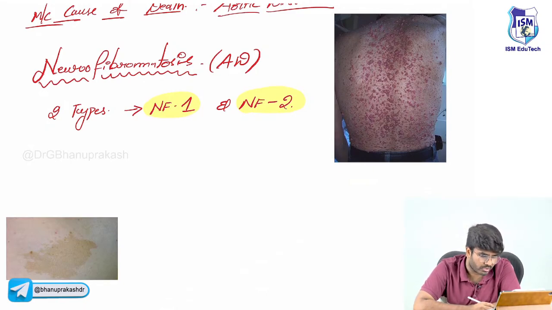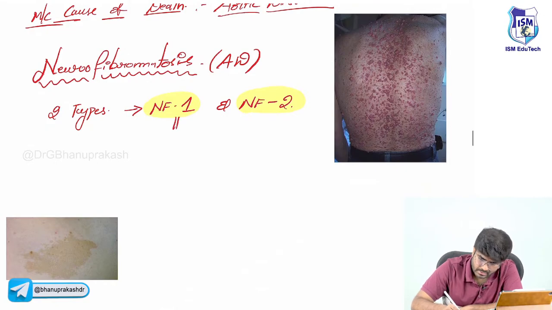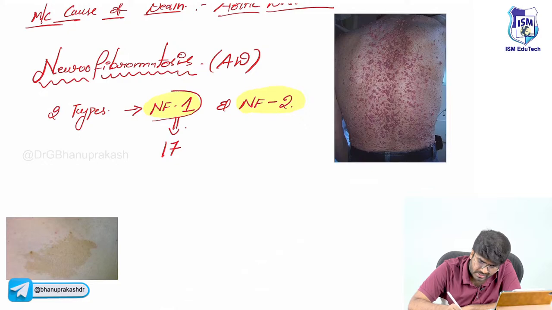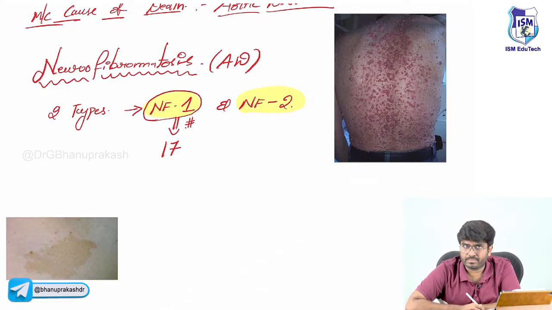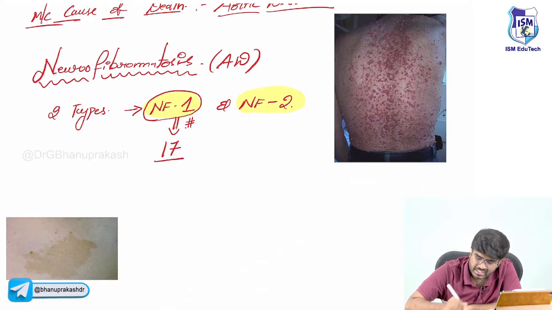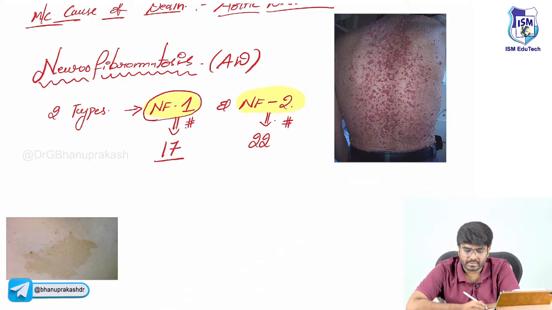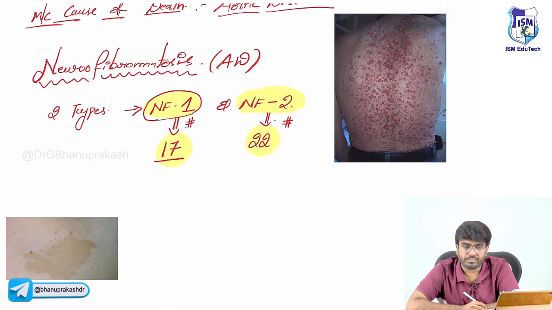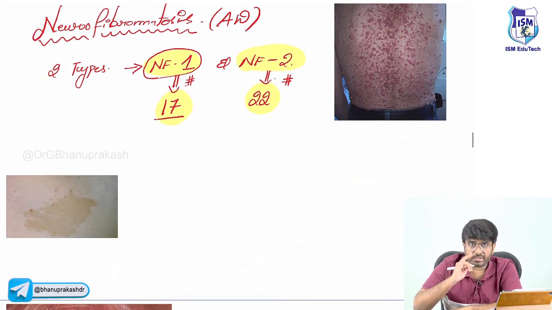Yes, Monica, chromosome number 17 as well as 22. Neurofibromatosis type 1 is because of a defect in the NF1 gene, which is present on chromosome 17, and the neurofibromatosis type 2 gene is present on chromosome 22. So NF1 and NF2 genes are mutated, on chromosomes 17 and 22.